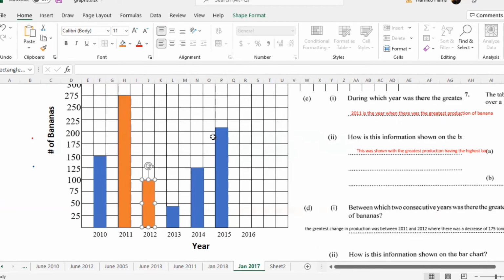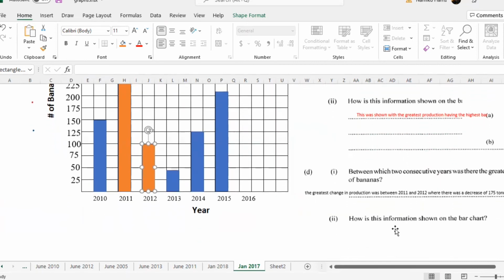So what you can see is that the difference in the height of the bars, that is how this information was shown on the bar chart. So this is shown in the difference between the respective heights of any two consecutive bars. So if we compare 2010 to 2011, or 2011 to 2012, and then 2012 to 2013, the difference between any two consecutive bars, this is how it was shown.